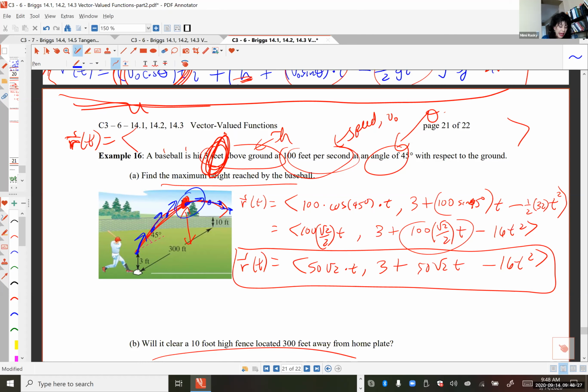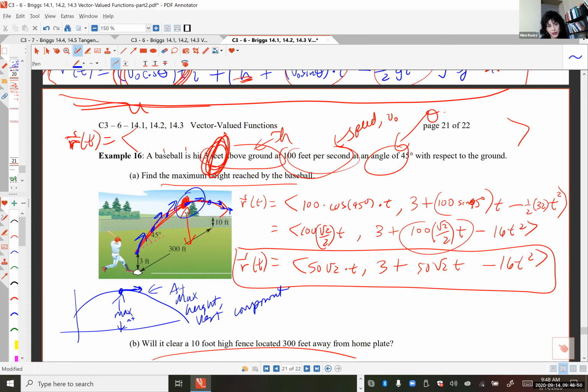Do you notice that at max height right there, the velocity vector is pointing horizontally? So this is the trick. At max height, the vertical component, not the velocity vector itself. Don't go, oh, velocity vector is 0. No, it is not. The ball is still moving. The velocity vector only has a horizontal component. The vertical component of velocity is 0.